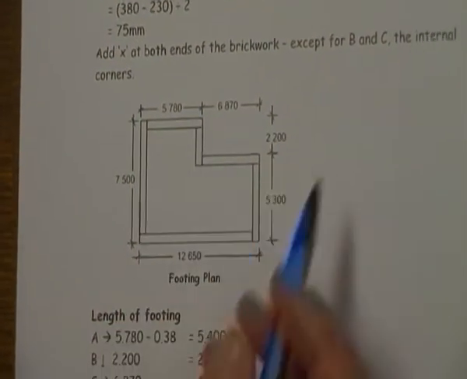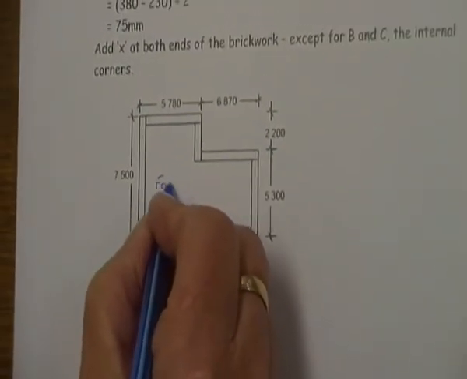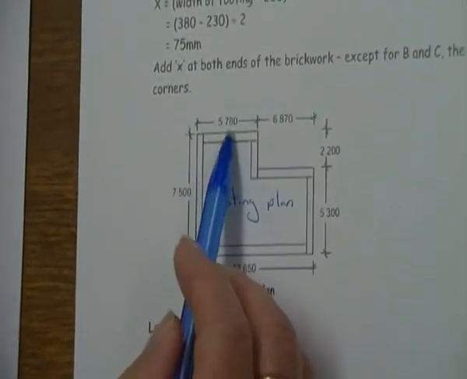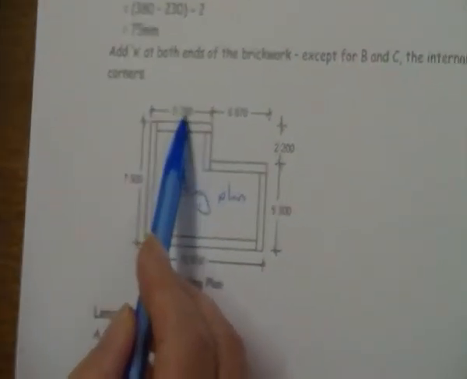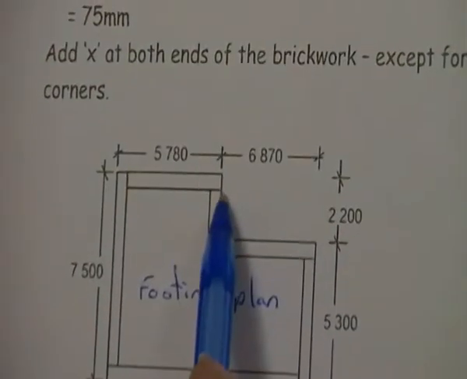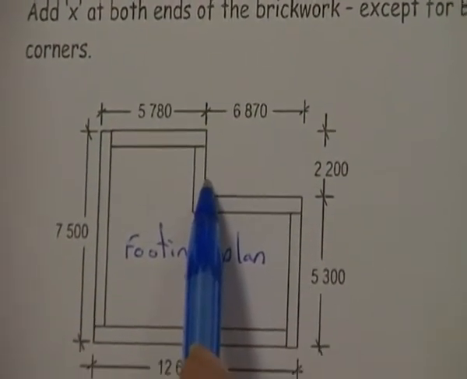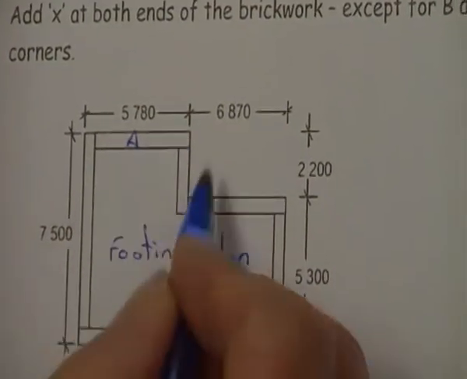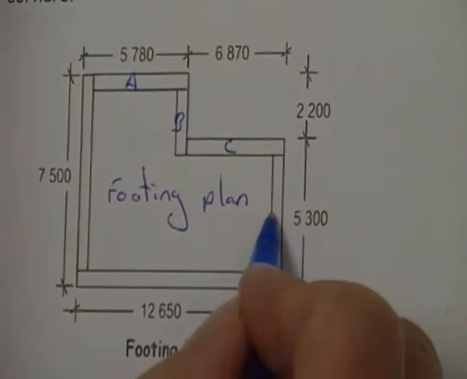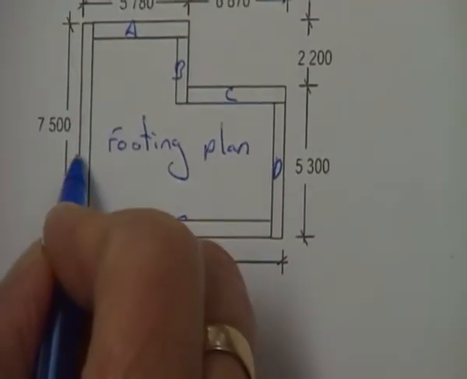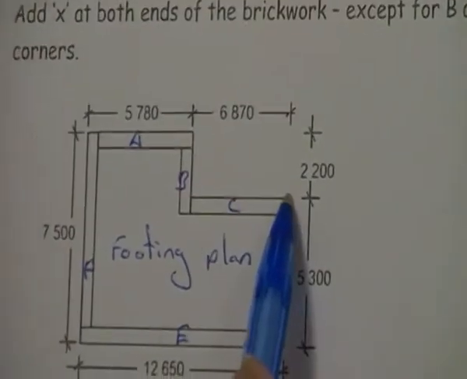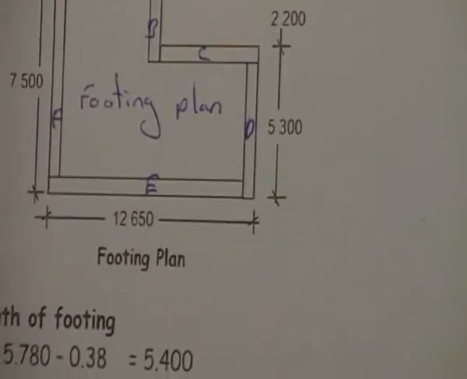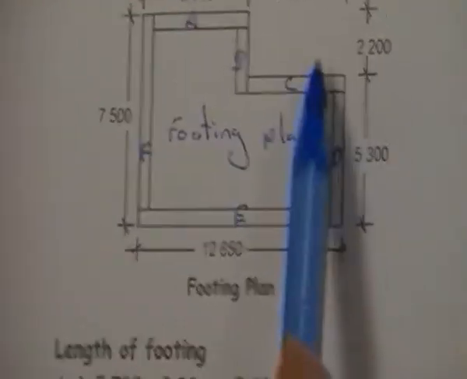So our new footing plan, this is a footing plan. Our new footing plan is 5.78 for A. B is not going to change. It's going to stay at 2.2. C, so I better label these, A, B, C, D, E and F. C is not going to change. It stays the same. So down here we can see we haven't added anything on.